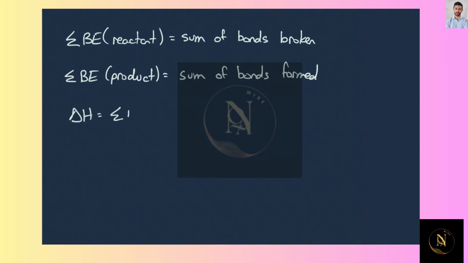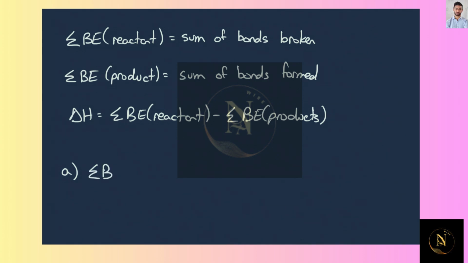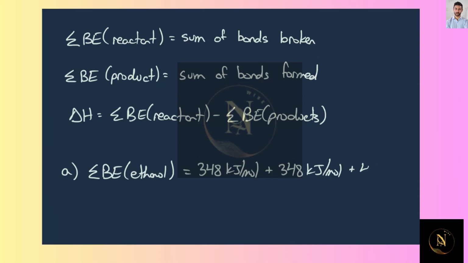And then our delta H would be the sum of the bond energy for the reactant minus the sum of the bond energy for the product. So for A, our isomerization is from ethanol to dimethyl ether. The reactant is ethanol, so the sum of the bond energy for ethanol, our reactant, is we're going to break a CC bond, we're going to break a CO bond, and we're going to break an OH bond.